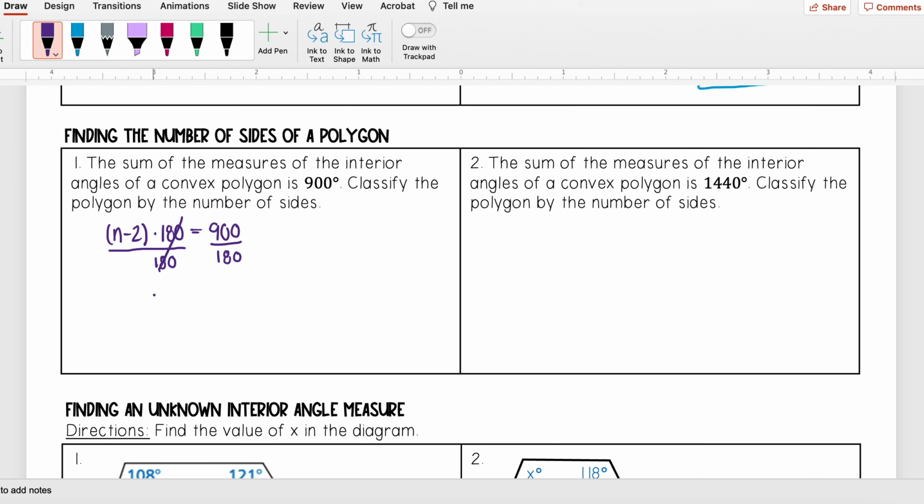And when I do that, all I'm left with is n minus 2 on the left-hand side. And then 900 divided by 180, I get 5. Then I just add 2, and so I get that n is equal to 7. So I know that this shape has 7 sides, so I need to think back to what the name of the shape is. If you go back to some of your previous notes, you'll see that a 7-sided shape is called a heptagon.